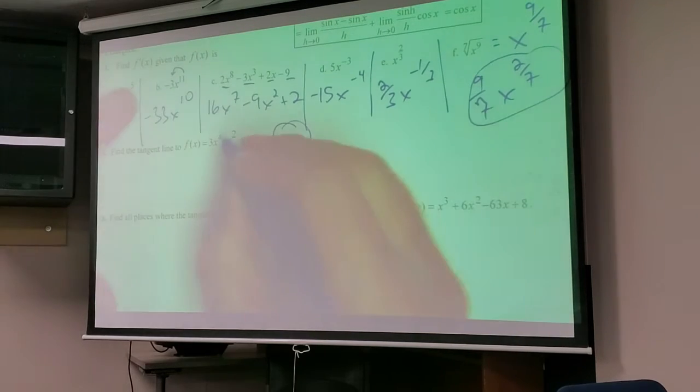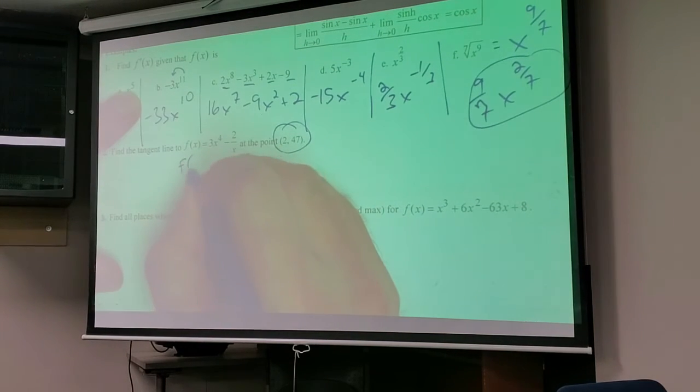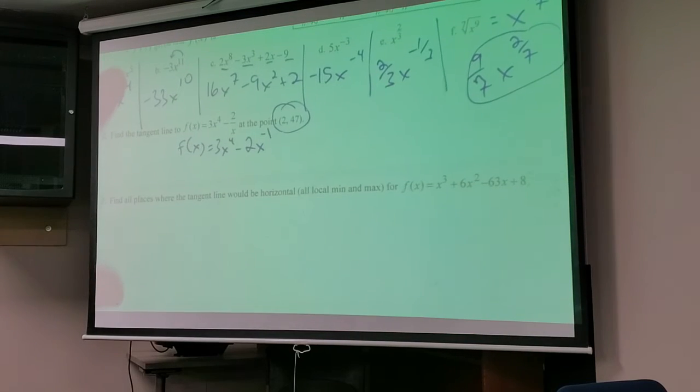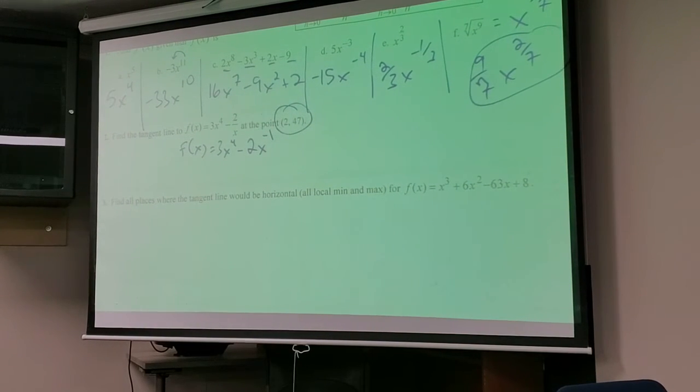This is a lot easier. Just a little hint. If you write this, how do I rewrite 2 over x so it's a power? 2x to the negative 1, right? So if you write it in the form of the rule, you can apply the rule directly.